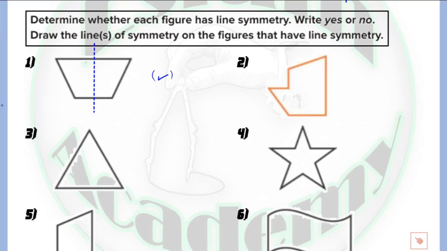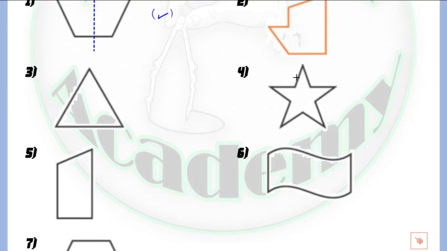But in question number 2, if you try to draw any line, suppose that I'm drawing vertically, you will find that the part at the right is not the same as the left. We can divide it horizontally. You will find that the upper part is not equal to the lower part. If you try to draw any line, you will find that the first half is not equal to the second half.